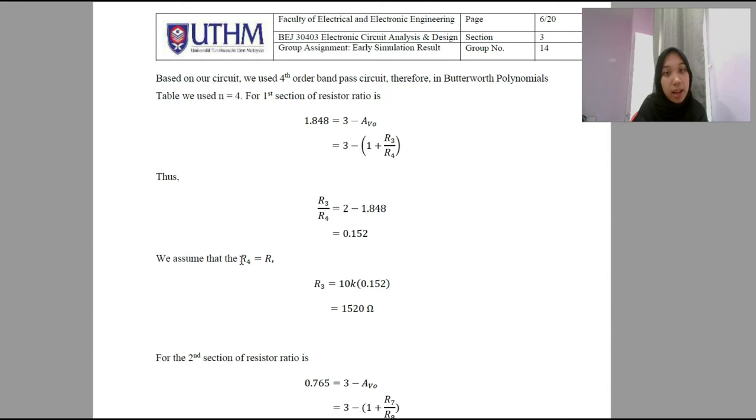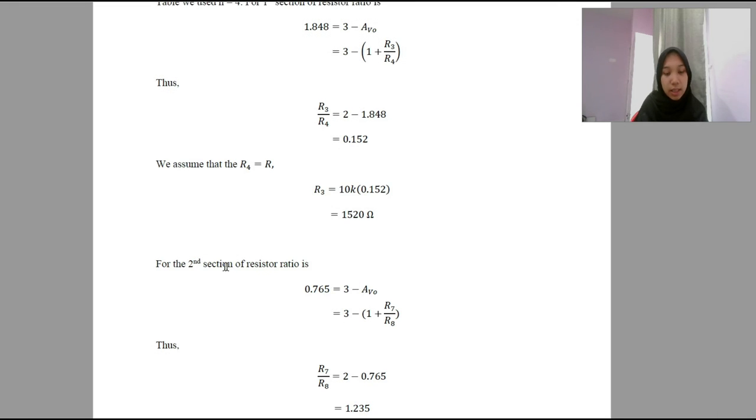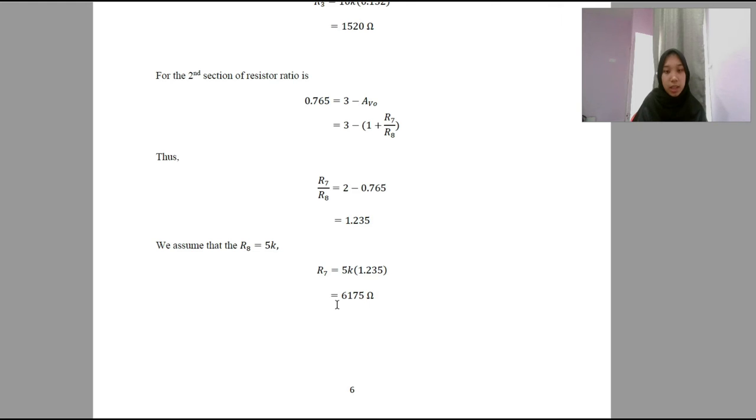Then we assume that R4 equals R, and as we know R equals 10K, we substitute R4 equals R, which is 10K. Then we bring it up and we got 1520 ohm for R3. For the second section of the resistor ratio, which is R7 over R8, we got 1.235. Therefore, we assume that R8 equals 5K and R7 will equal 5K times the ratio, which gives 6.75 ohm.